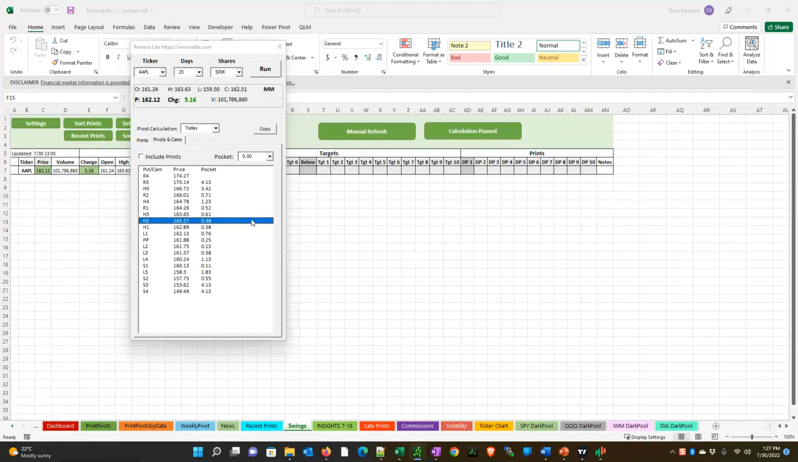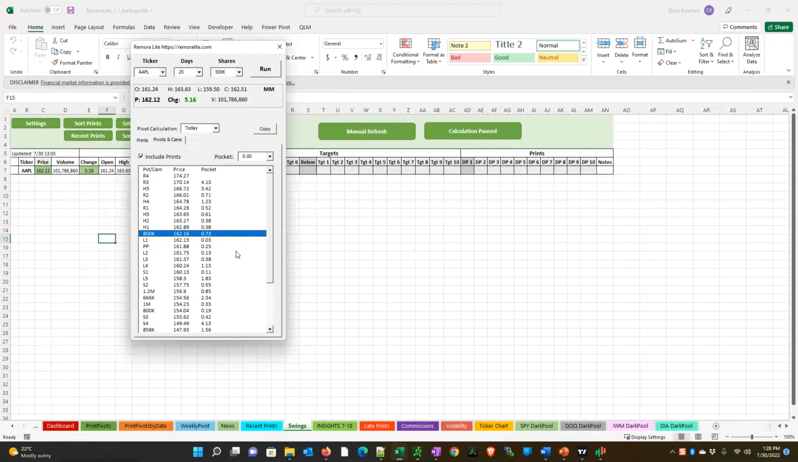So the other thing that I wanted to show you here is I'm going to choose include prints, because we met our criteria, and I'm going to choose run. So what this does now is if we're at 162.12, well, we have a cam at 162.13. And then we have a print at 162.16, right? And we saw that there. So these are the same as drawing that line on your chart.